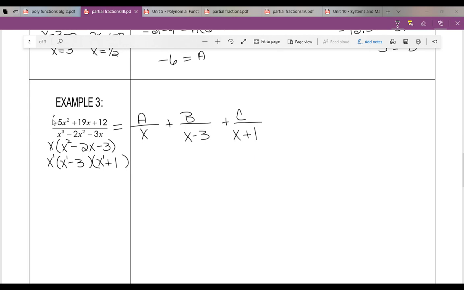All right, so now at this point, you can do one of 2 things. You can set each factor equal to 0 and figure out what you're plugging in, or you can multiply by the common denominator, which is always the original denominator. So when you take all of this and multiply here, you are left with just the numerator.